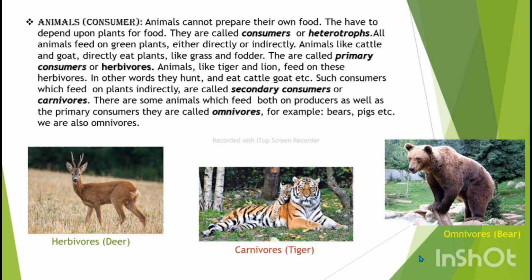Animals like tiger and lion feed on these herbivores. In other words, they hunt and eat cattle, goat, etc. Such consumers which feed on plants indirectly are called secondary consumers or carnivores. There are some animals which feed both on producers as well as primary consumers. They are called omnivores, for example, bear, pig, etc. We humans are also omnivores.